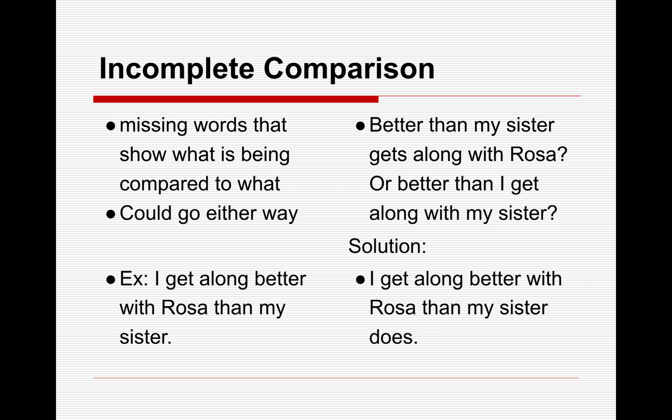I get along better with Rosa than my sister does. Okay? As soon as we put the word does there, we know now that we're saying I get along better with Rosa than my sister gets along with Rosa. Okay, that makes it the first one. If I wanted it to say the second one, I could say something like, I get along better with Rosa than I do with my sister. As soon as I added those other words in, then that's all it could be. It's no longer incomplete.